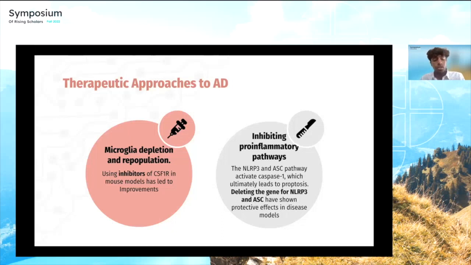However, further research needs to be done on the specific microglia subpopulations and how they impact the central nervous system at different stages of the disease. We can also take a look at inhibiting specific pathways that promote inflammation in the brain.